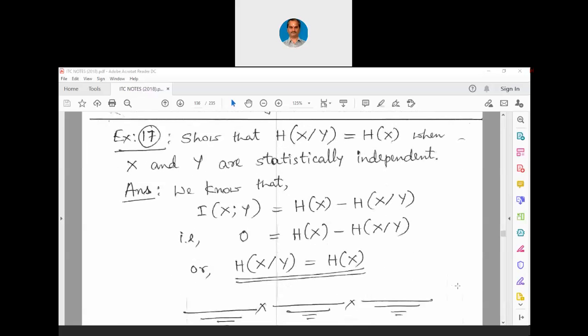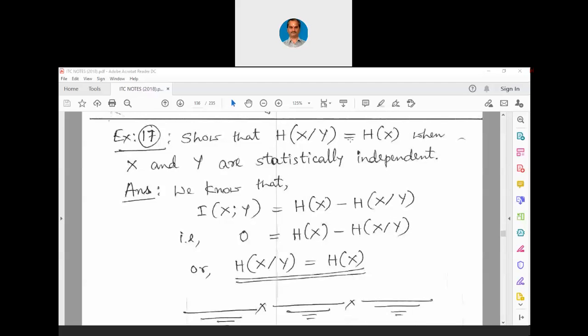Moving on to the next exercise. This is the last exercise. With this, I am ending. Exercise 17. Show that h of x slash y is equal to h of x when x and y are statistically independent. Equivocation is equal to source entropy itself when x and y are statistically independent.